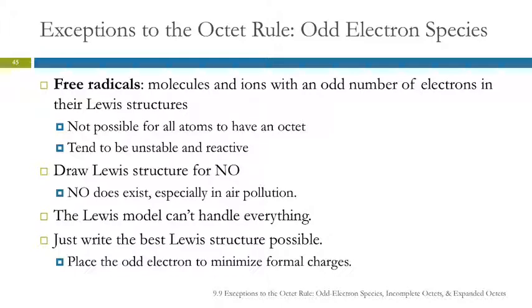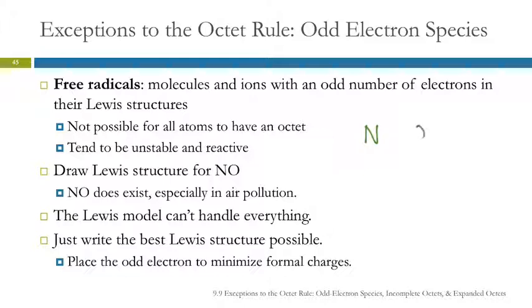These species tend to be unstable. They react in a way that is not always desirable. Free radicals in your body can cause problems. Nitrogen monoxide, we'll see, is a free radical, and that is a common source of pollution. So even though Lewis theory predicts these are unstable, they do exist, but they are reactive.